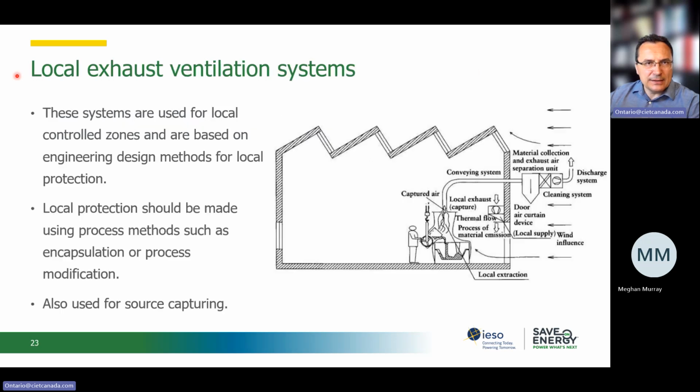For local exhaust ventilation systems, we've seen this in many industrial facilities. We design a control system, a capture system that is localized where the source of the contaminant happens, and then we exhaust this air, preventing this air from mixing in a larger building space.